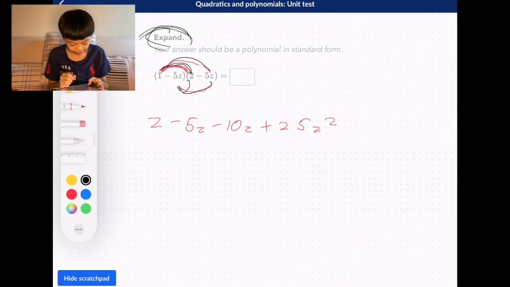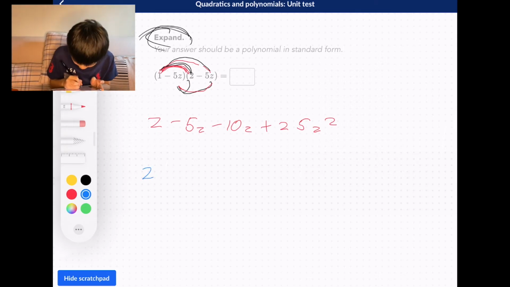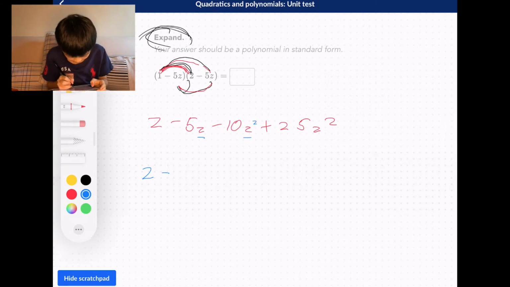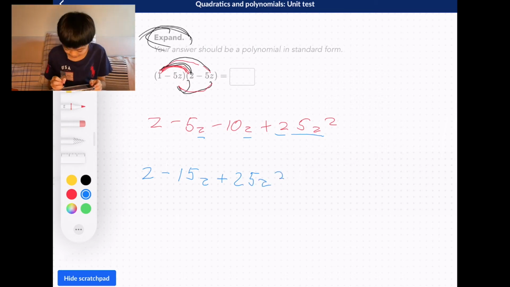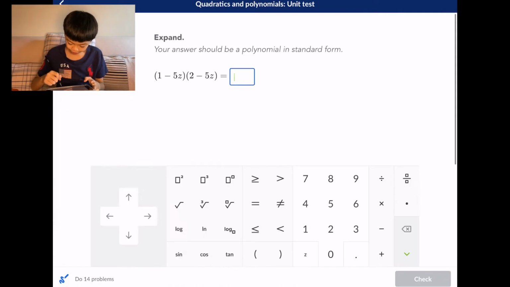So we're going to insert that, but we still have to simplify it. So the true answer would be 2 minus, over here the z's have no squared numbers, therefore we can add them up, so it's minus 5z minus 10z, since it's negative. So you do minus 5z minus 10z, which is minus 15z. Then you go to 25z squared, plus 25z squared because it's a positive. So that should be your answer. Let's check it in. 2 minus 15z plus 25z squared.